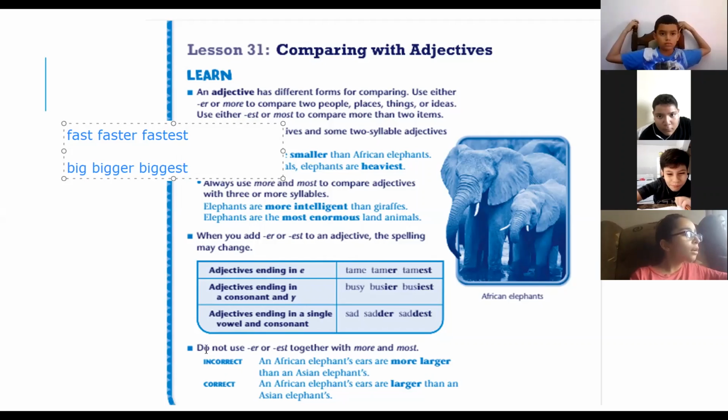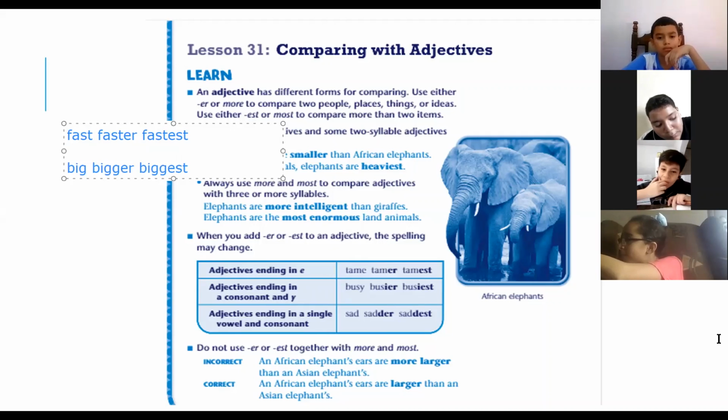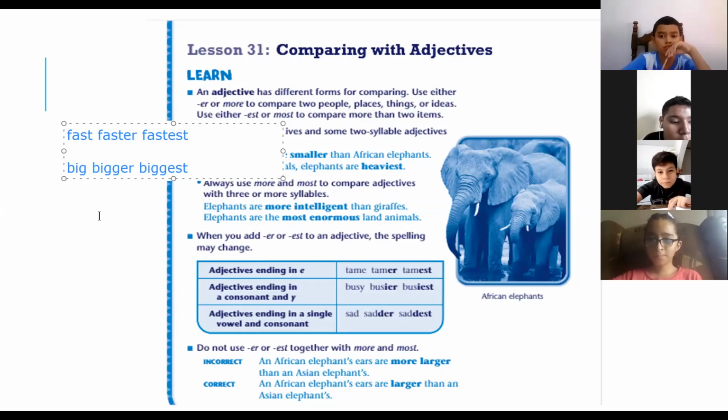And for last here, do not use ER or EST together with more and most. Mostly you do this mistake. Sometimes you say, she is more bigger, or she is the most biggest, okay? You either use ER or more, okay? You cannot use the two together.